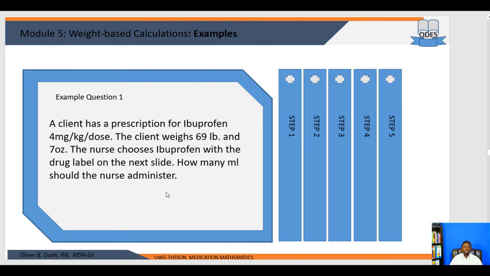Let's do another example. A client has a prescription for ibuprofen 4 milligrams per kilogram per dose. The client weighs 69 pounds and 7 ounces. The nurse chooses ibuprofen with the drug label on the next slide. How many mLs should the nurse administer?